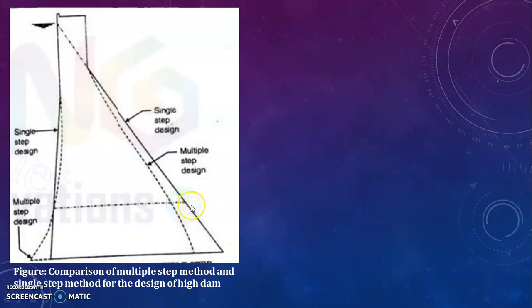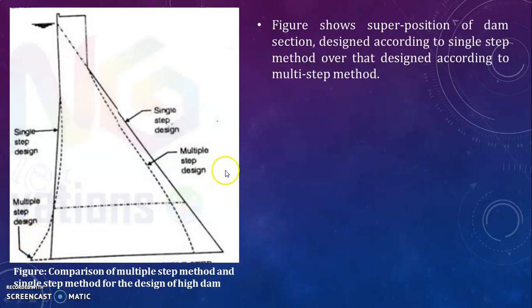Here you can see a comparison of the multiple step method and single step method for the design of a high dam. This thick line is the single step design, and this dotted line is the multiple step design. Figure shows superposition of dam section designed according to single step method over that designed according to multi-step method.